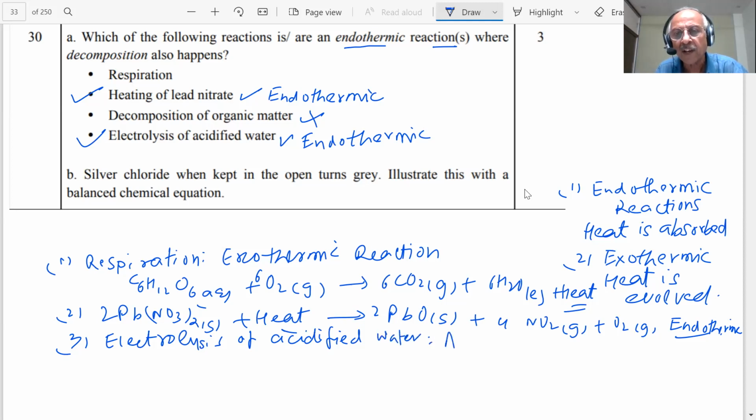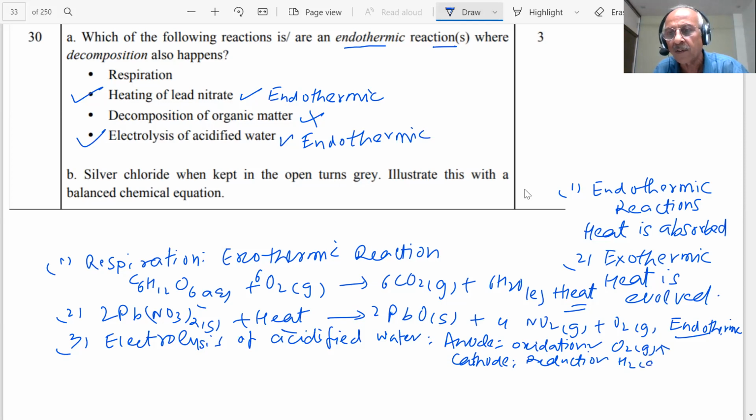So what will happen at the anode, students? Oxidation always takes place at the anode, so oxygen gas is liberated. At the cathode, reduction takes place, and you will get the liberation of hydrogen gas. This is an endothermic reaction, which absorbs heat.